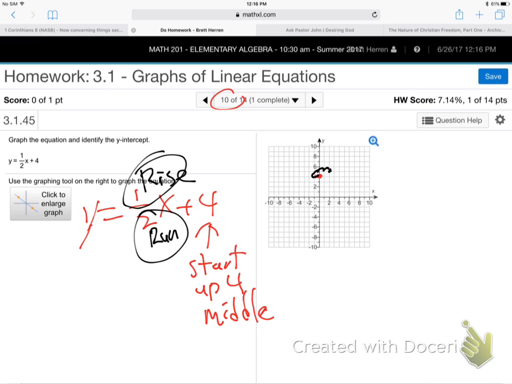Everybody see what I did there? I went up 1 and over 2. And that's your second dot, and it's done. Just connect those two dots, you got your line, you're done. And that's the second dot there. So now I'll just connect the dots. And we're done. Is that good? Questions on that?